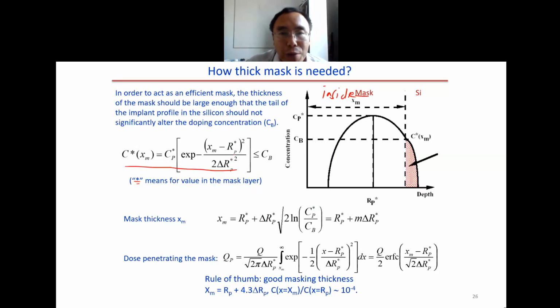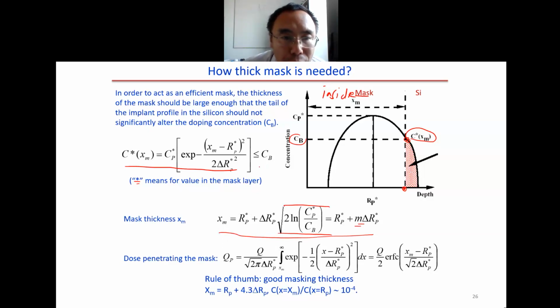The one requirement is that the dopant concentration here, this C star M here, should be smaller than the background doping, in order not to significantly alter the doping concentration. So we want this number here to be smaller than CB. Then we do some calculation. We have this value here, so this M equals this part. This is the first requirement.